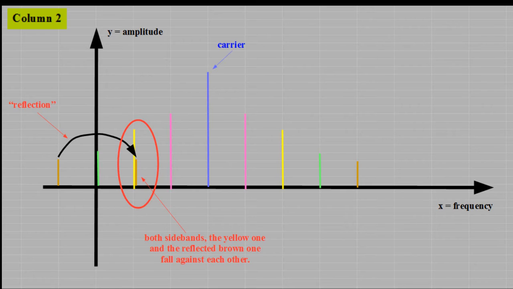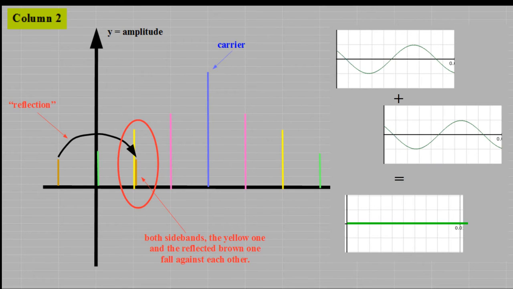We can imagine it as a reflected frequency with the y-axis of the coordinate system as the mirror. In the shown example, the reflected sideband falls against another sideband. But wait a minute, the reflected sideband has undergone a phase shift. The phases of the positive sideband, the yellow one, and the reflected negative sideband, the brown one, are out of alignment by 180 degrees, and that should lead to phase cancellation.